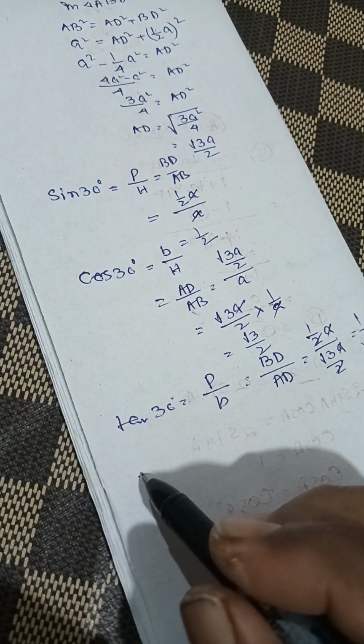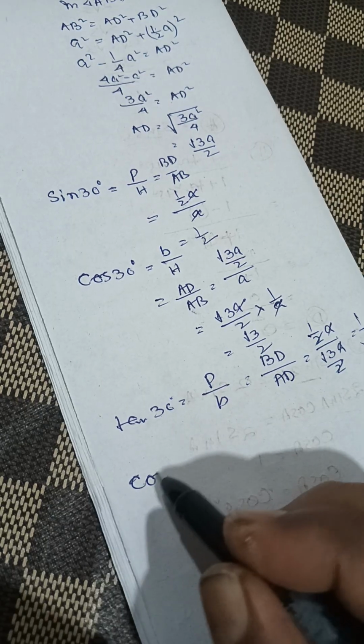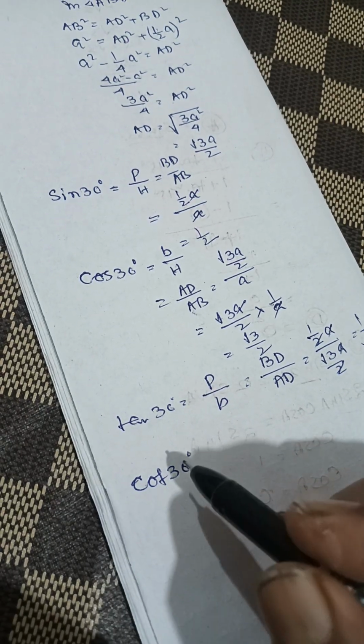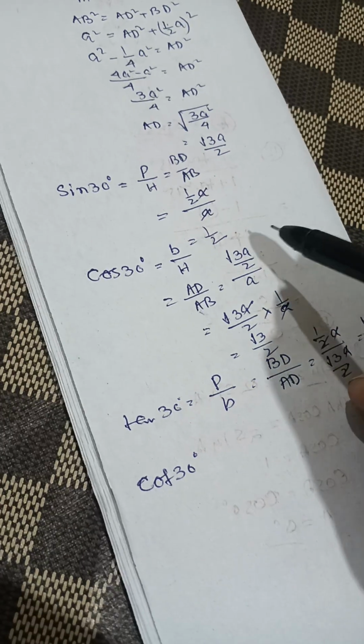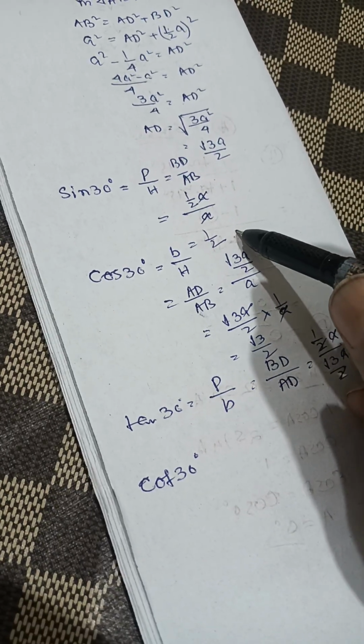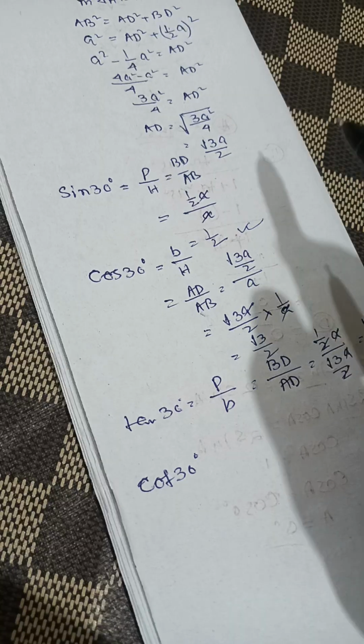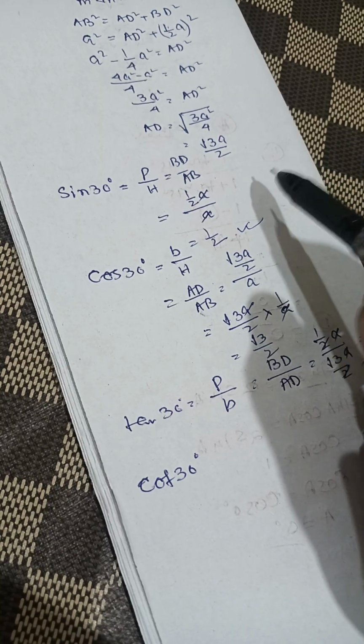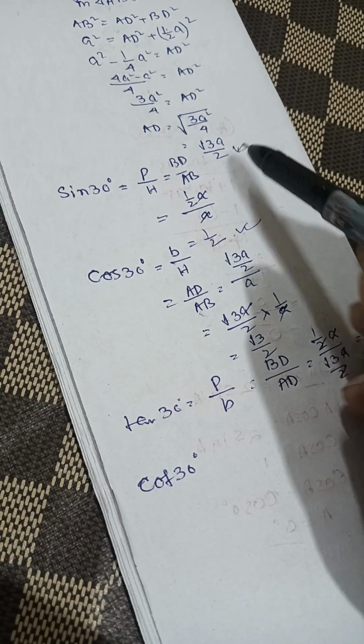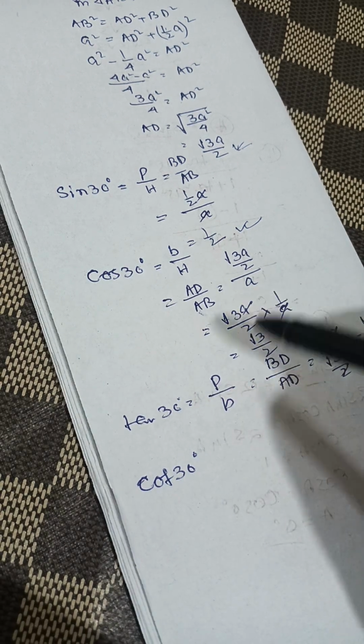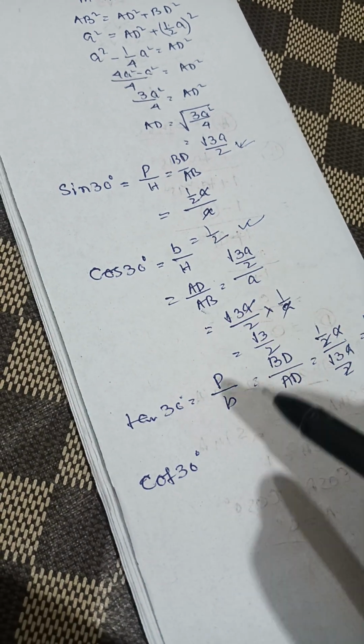Now you find tan 30, then cot 30. Actually, we have been asked to find the value of sin 30. So when sin 30 is the question, you write up to this. If you are asked to find cos 30, you complete up to this, then you write about cos 30 only, or similarly tan 30 and cot 30.